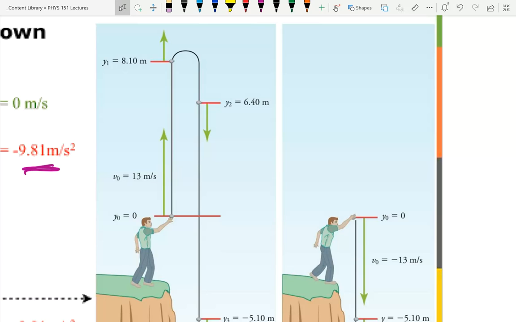Now, here's something that's just good to store in your memory banks. The speed is a function of height. It doesn't matter if it's going up or down. It's going to have the same speed at the same height. So as the ball goes up, it's slowing down. As it comes down, it's speeding up, and it'll have the same speed at the same elevations, just with the velocity in the opposite direction. So that's useful to know.